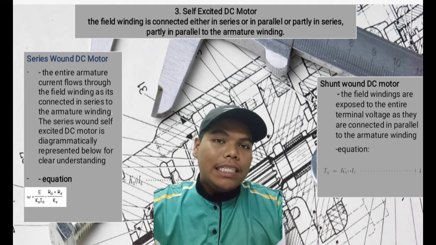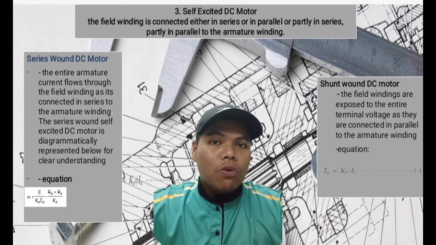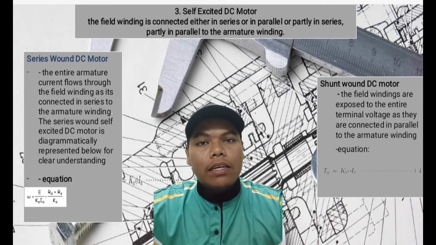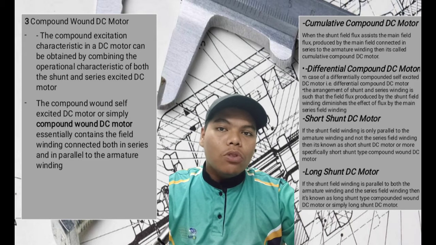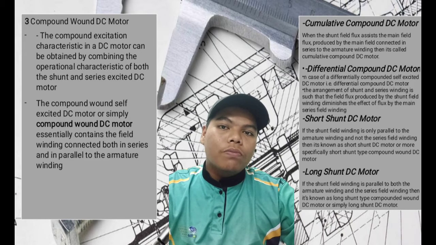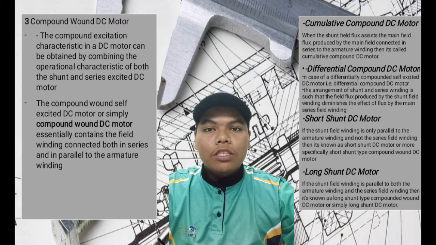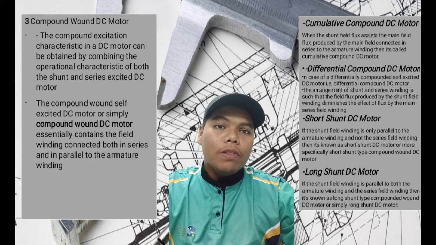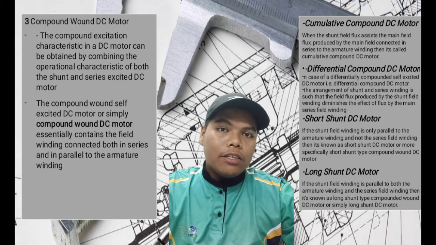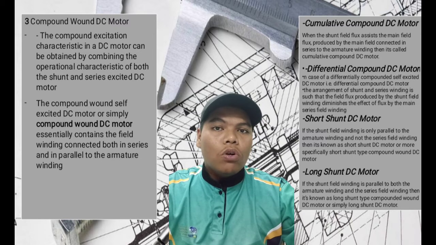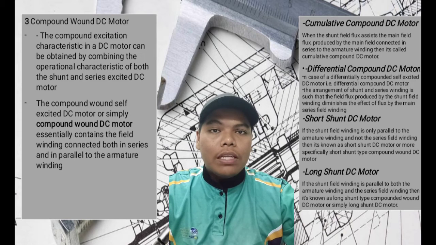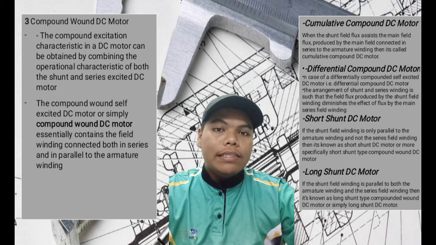Next, shunt DC motor. So the field windings are exposed to the entire terminal voltage as they are connected in parallel to the armature winding. Third, self-excited DC motor is a compound DC motor. So the compound excitation characteristic in a DC motor can be obtained by combining the operational characteristics of both the shunt and series-excited DC motor. So the compound self-excited DC motor, or simply compound DC motor, essentially contains the field winding connected both in series and in parallel to the armature winding.